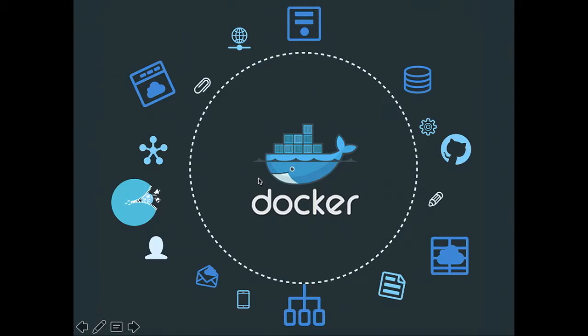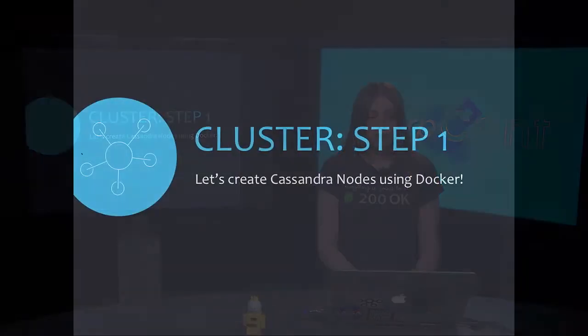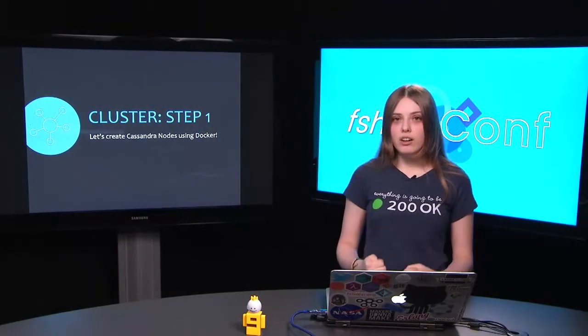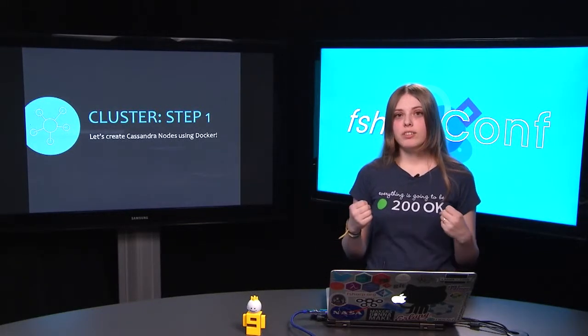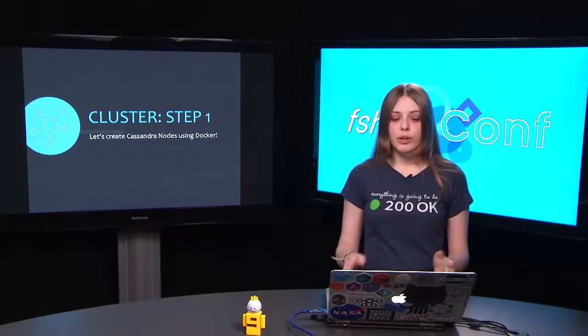And we're going to use Docker because it's a great container management tool, and I'll just show you how easy it is to work with it. So the next step is to basically create the Cassandra cluster using Docker, and after that we're going to create the F# solution to run some queries against it.